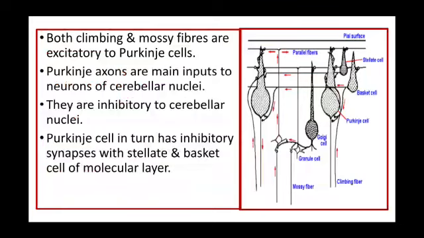Both the climbing fibers and mossy fibers are excitatory to the Purkinje cells. Purkinje cell axons are the main inputs to the neurons of cerebellar nuclei. They are inhibitory to cerebellar nuclei. Purkinje cells in turn have inhibitory synapses with stellate and basket cells of the molecular layer.